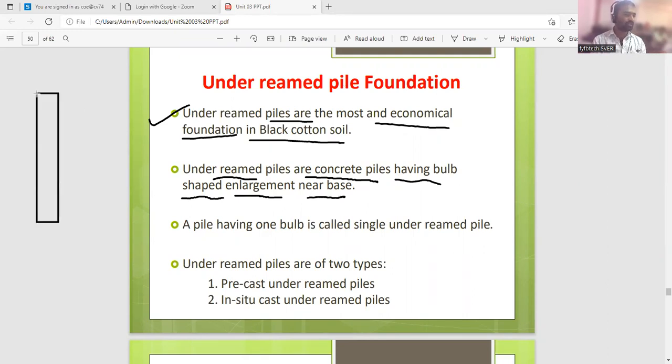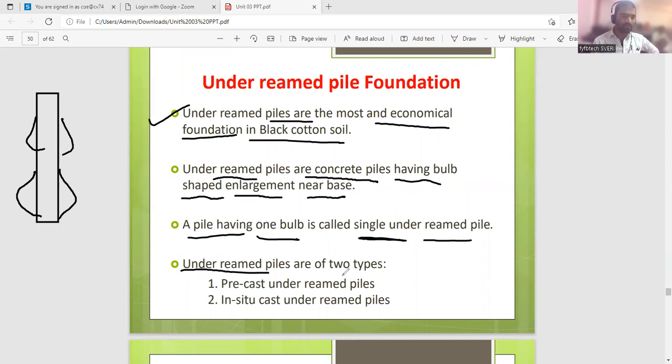See, this is a pile. Near the base, there is a bulb shape like this. This is called an under-reamed pile. A pile having one bulb is called a single under-reamed pile. If there is more than one bulb, then that is called multiple bulbs. These under-reamed piles are of two types: one is pre-cast under-reamed piles and the other is cast in situ under-reamed piles.